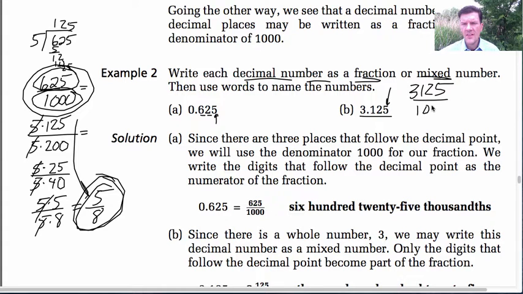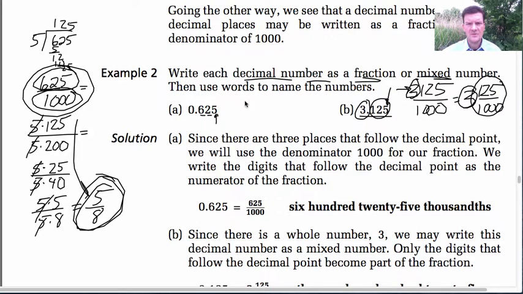3,125 over 1,000. Well, that actually is, your number up here is bigger than 1,000. So you've got 3, and then you've got 125 thousandths. You can also write it like this as a mixed number. Okay? So 3 and 125 thousandths, or 3,125 thousandths is the same thing. But this 3 right here takes care of the 3,000 over 1,000.